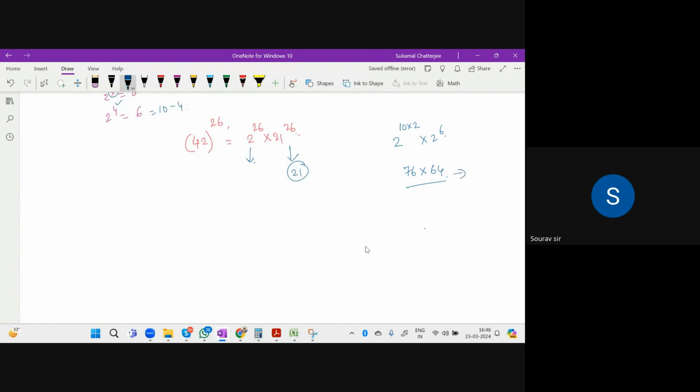So that gives you 64, right? So 64 into 21. Okay. So 21 into 4 is 84, 8. 21 into 6 is 126 plus 8 is 134. 44. Clear?